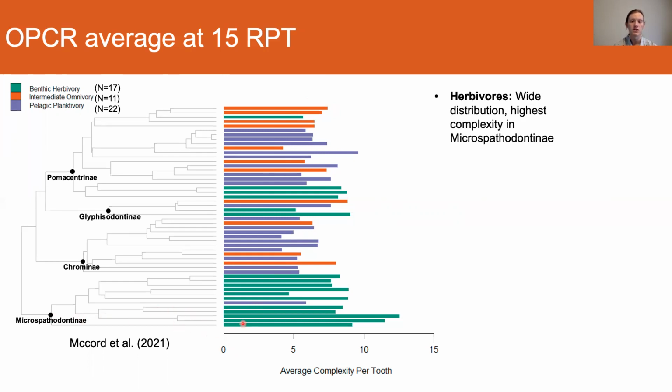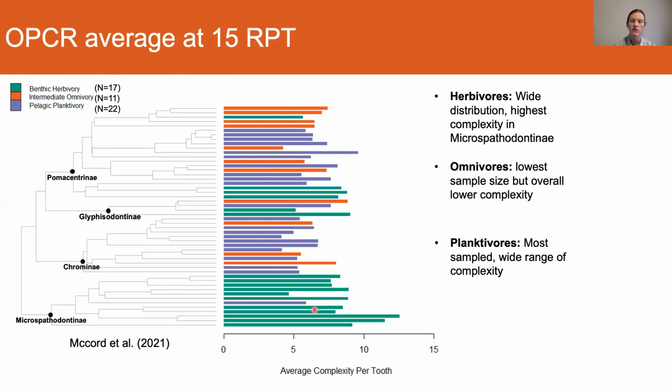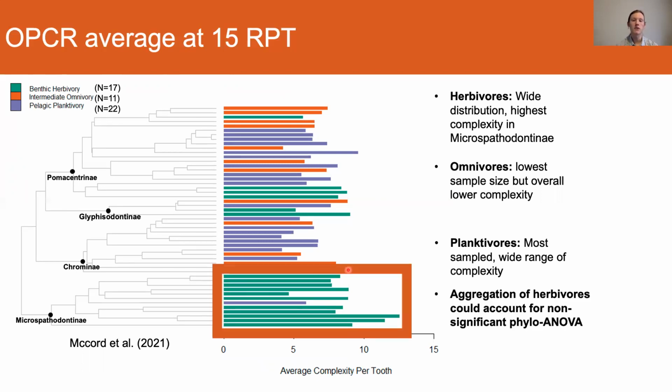Regarding omnivores, although sample size is smaller in those ecotypes, we can see that they are reasonably distributed on the phylogeny, and they have lower complexity overall. Planktivores, on the other hand, are the most common in our sampling, with a wide distribution and also a wide range in complexities. Overall, it is clear that the aggregation of herbivores in the Microspathodontidae could be what accounts for the marginally significant results from our phyloANOVA.